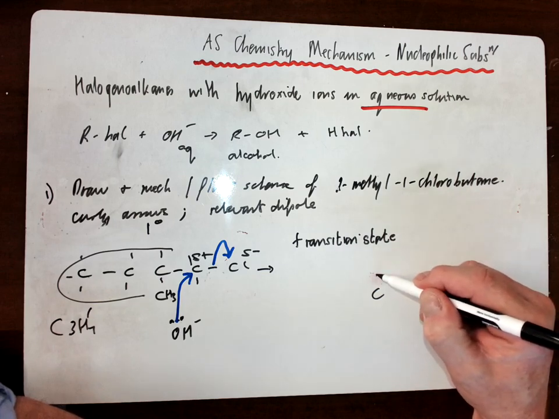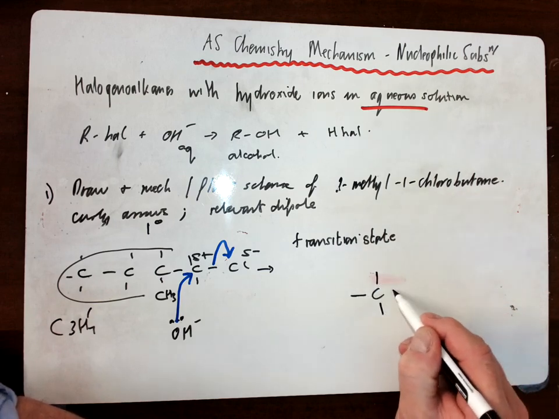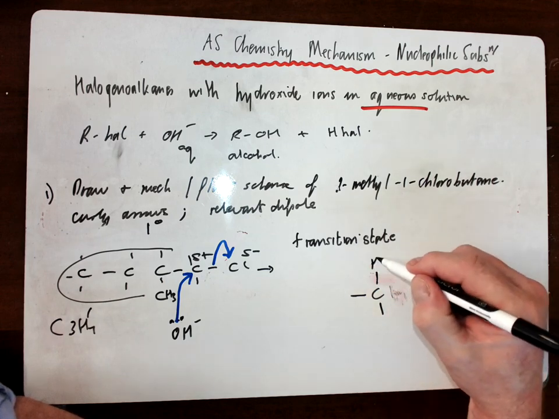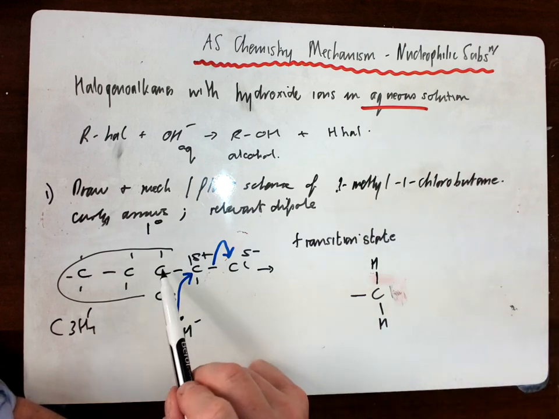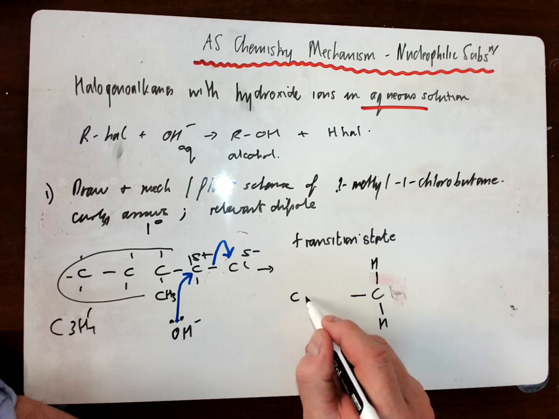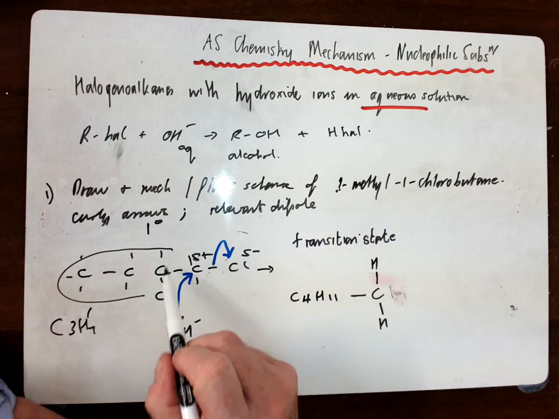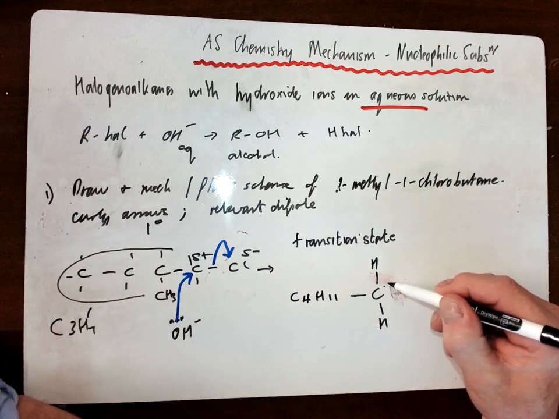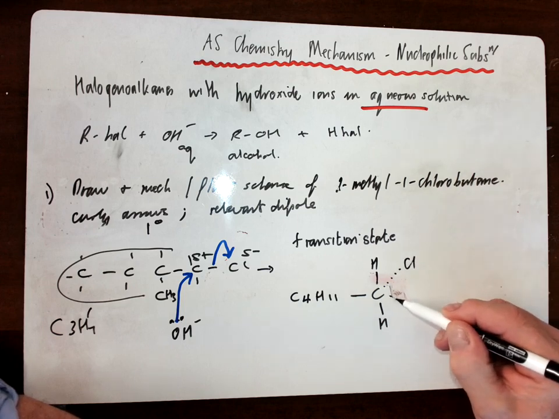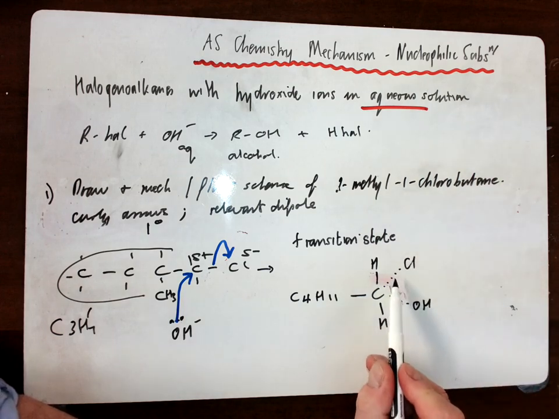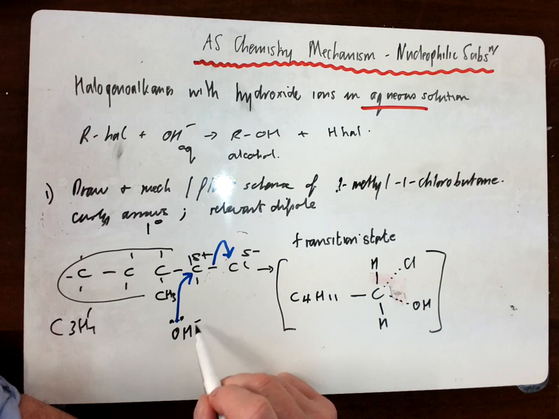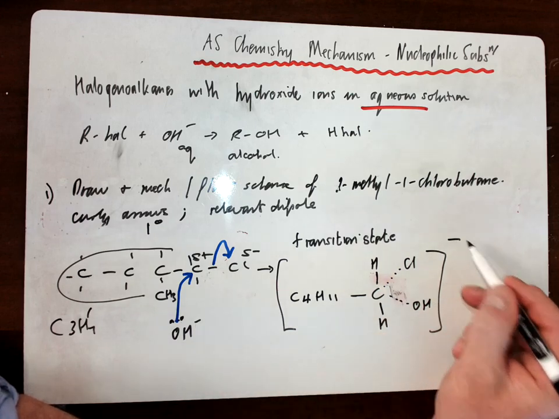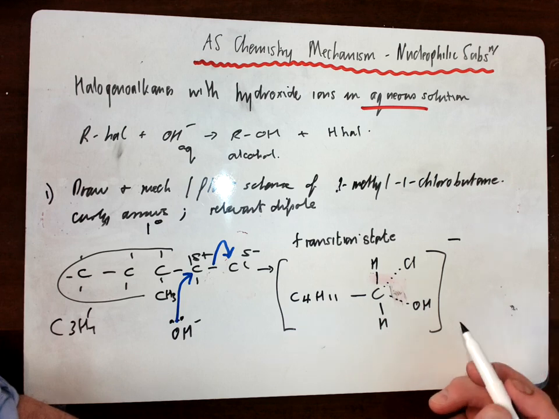It has its 2 hydrogens, which it always had, here and here. It has here a C4H11 group, which is that. I've just condensed that down. And what we're going to show is that the Cl and the OH have not quite joined, nor have they quite left yet. So we represent that by this dashed line. And we have a negative charge to account for here. Now you'll note my delta charges have all gone.